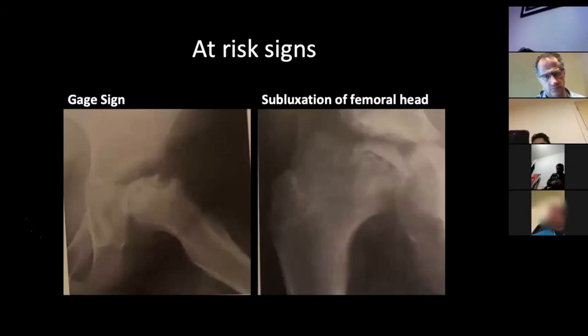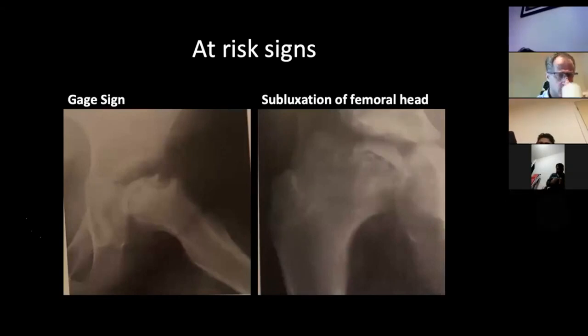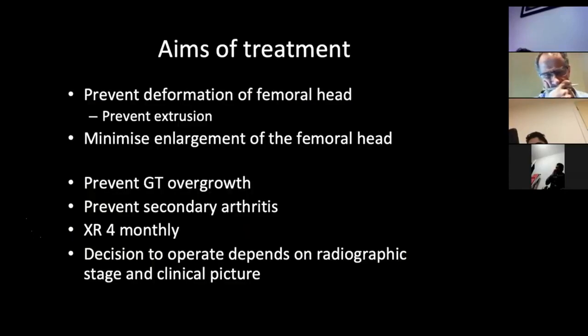So this X-ray shows Gage's sign, right? You can see someone's taken a bite out of the lateral femoral epiphysis. And if you look at the other side, you can see subluxation of the femoral head. So what are we trying to do with Perthes?